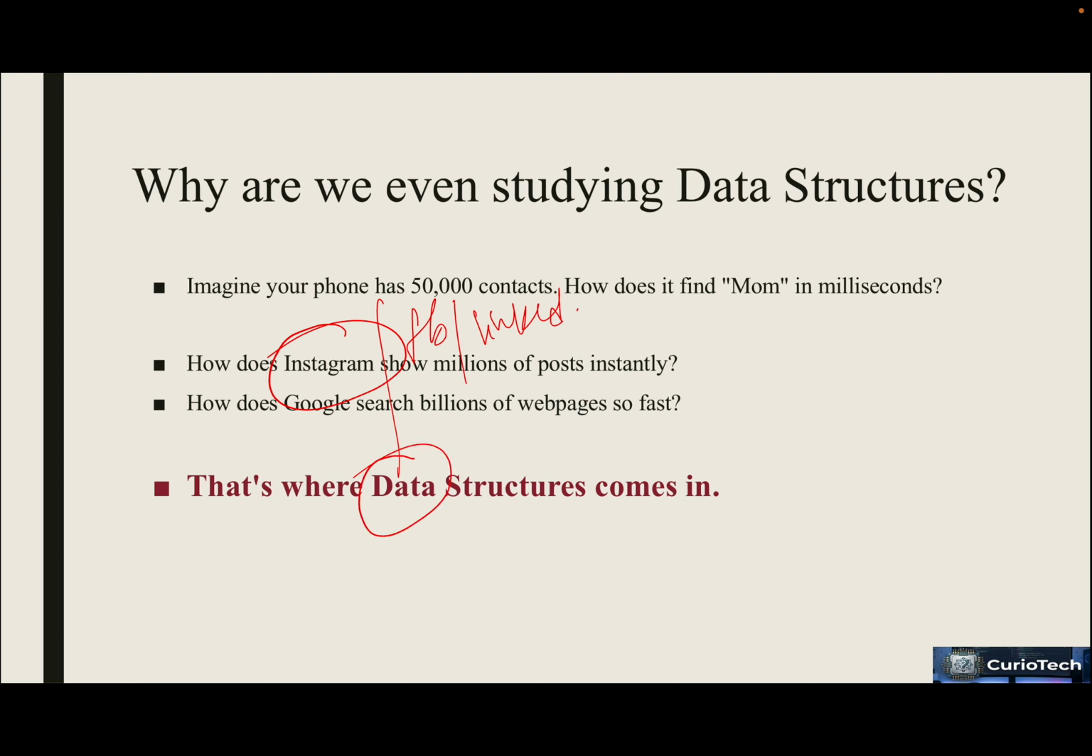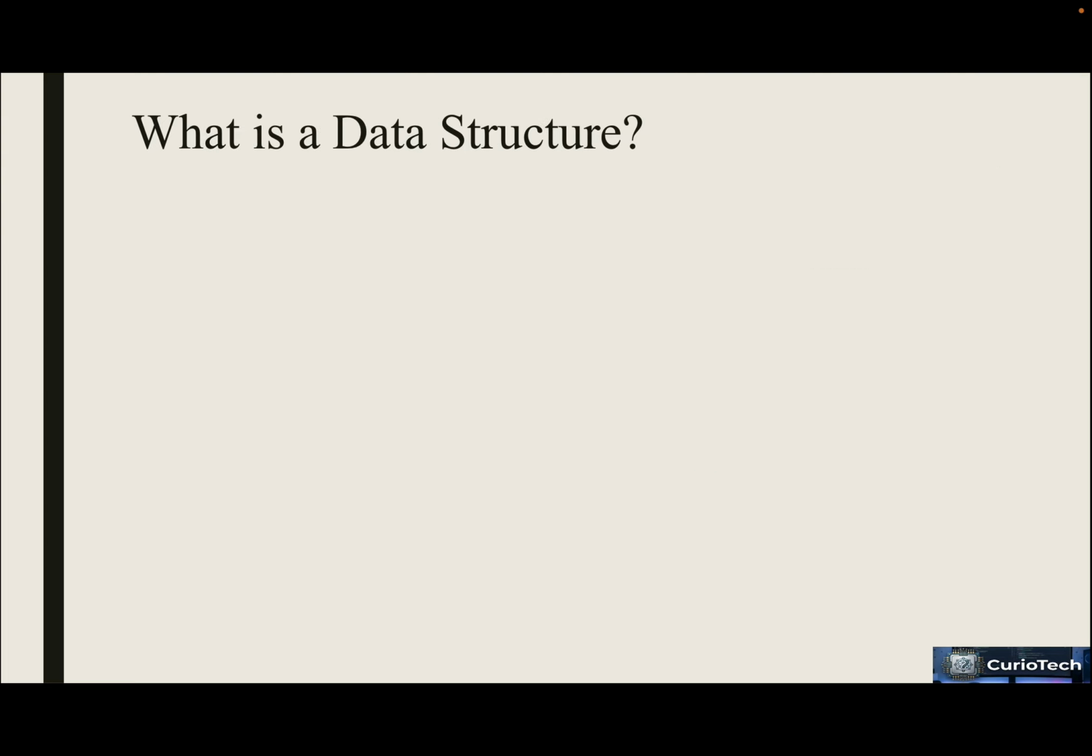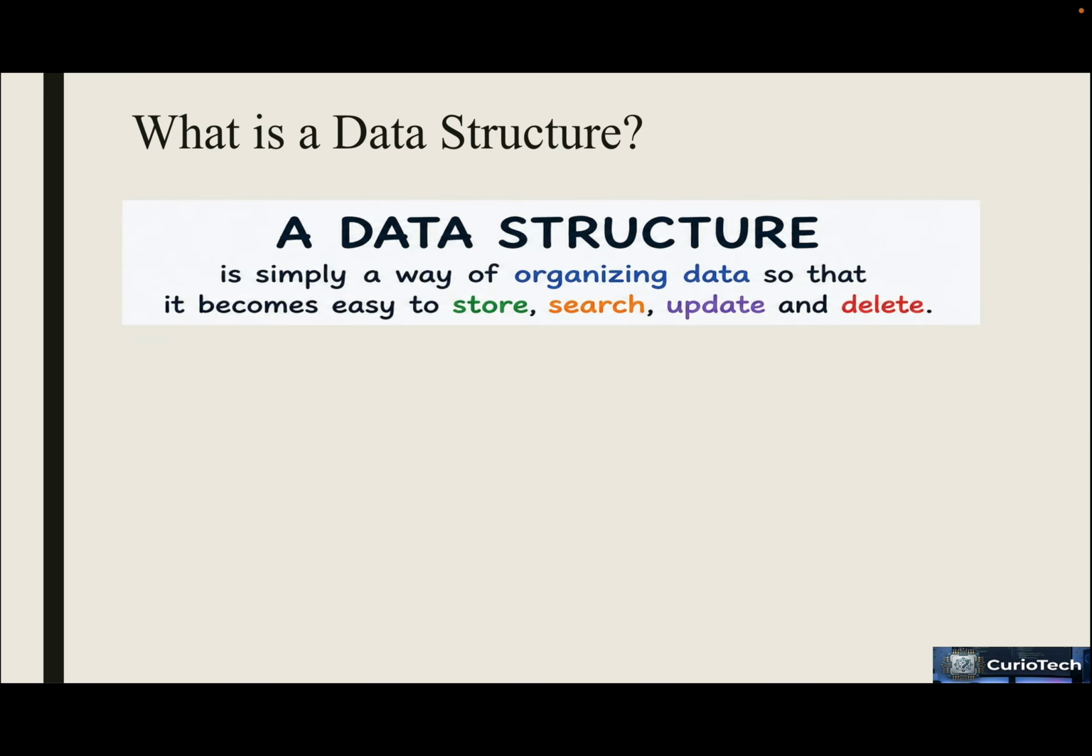And here the data could be anything. This could be age, this could be name, this could be place, this could be salary, this could be images, and this could also be videos. So data can be anything, right? Now what basically is data structure? A data structure is a way of organizing data so that the efficiency of storing, searching, updating and deleting of data becomes much better, right?